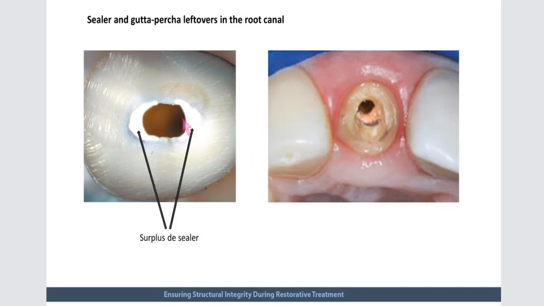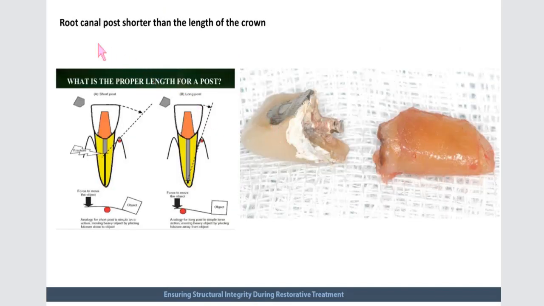Be sure you are removing all the sealer and all the gutta percha. How can you do it when you have narrow strips inside the root canal? Just with a Gates burr, I'm just brushing the walls, and you'll end up with sound and clean dentin.